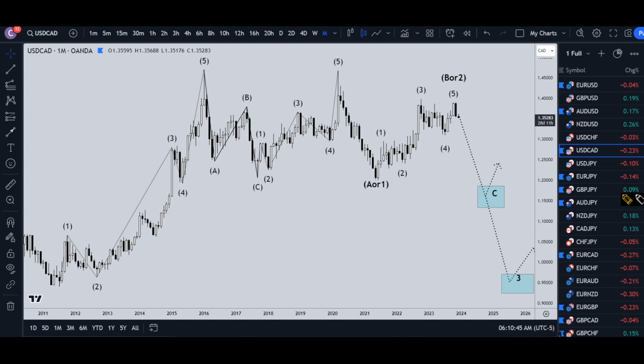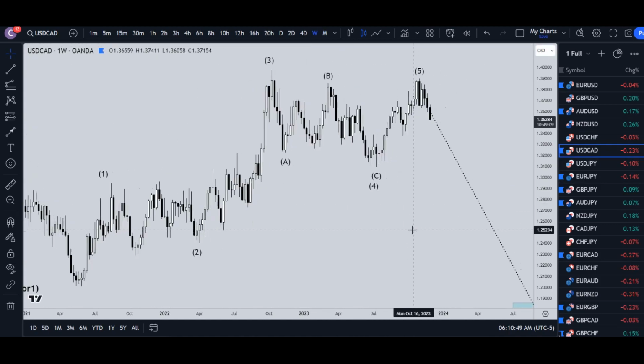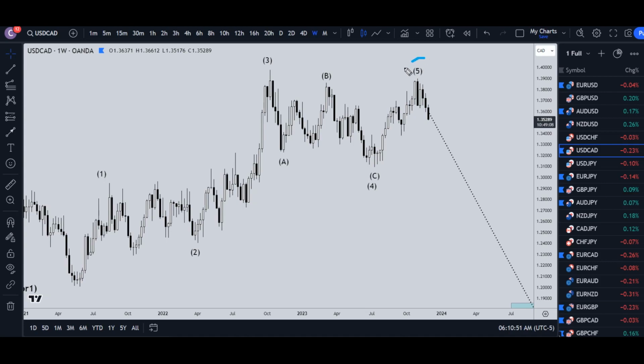So let's take a look at that on the weekly time frame. On the weekly time frame, I think it's very clear that we do have the end of a wave 5 right here. I also think it's very clear that we are in a downtrend and that we are probably in the very early stages of this downtrend, which means I'm probably going to spend the next few months, maybe even longer, in a downtrend looking for shorts on shorter time frames.